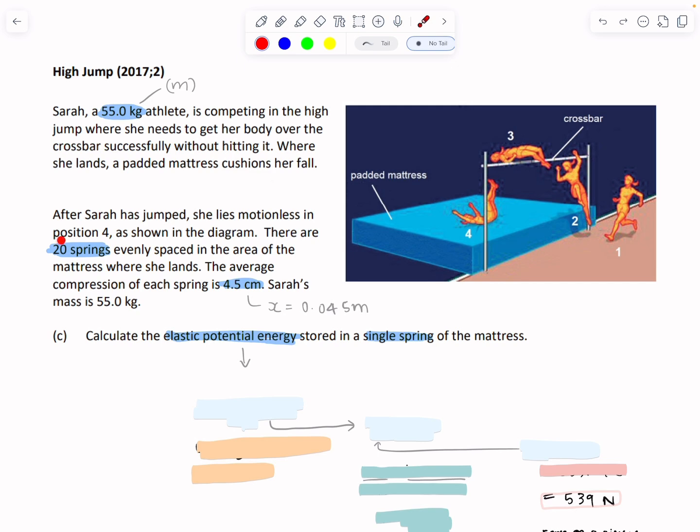But anyways, after Sarah has jumped, she lies motionless in position 4 as shown in the diagram. There are 20 springs evenly spaced in the area of the mattress where she lands. The average compression of each spring is 4.5 centimeters. I've converted that to meters, and that is x, which is the extension or compression of a spring. Sarah's mass is 55 kg, which we already know. Calculate the elastic potential energy stored in a single spring of the mattress.